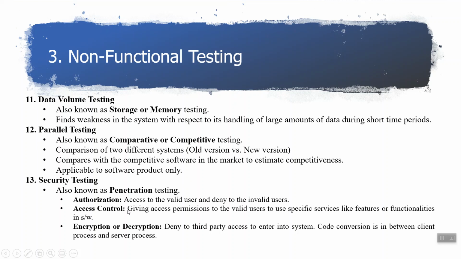The last one is security testing, which is also known as penetration testing. There are three different points we cover under security testing. The first one is authorization, access control, and encryption or decryption. Authorization means giving access to the valid user and denying it to the invalid user. Access control means giving access permission to valid users to use specific services like features or functionalities in the software. Encryption or decryption means denying a third party access to enter the system. Code conversion between the client process and server process is called encryption or decryption.